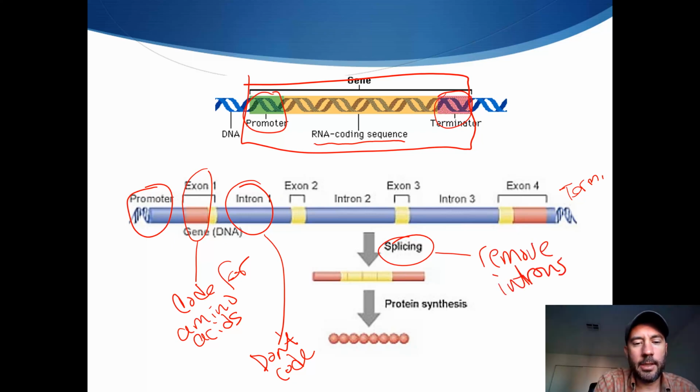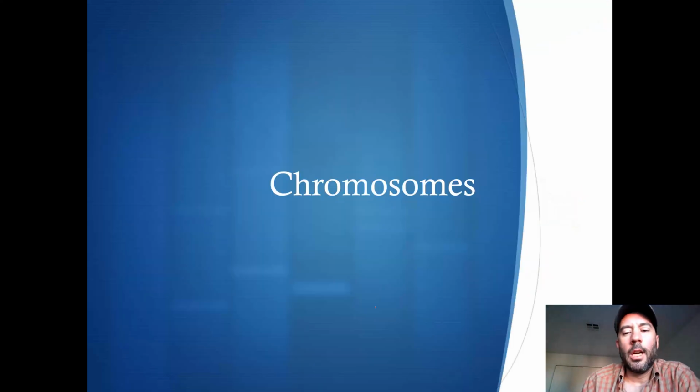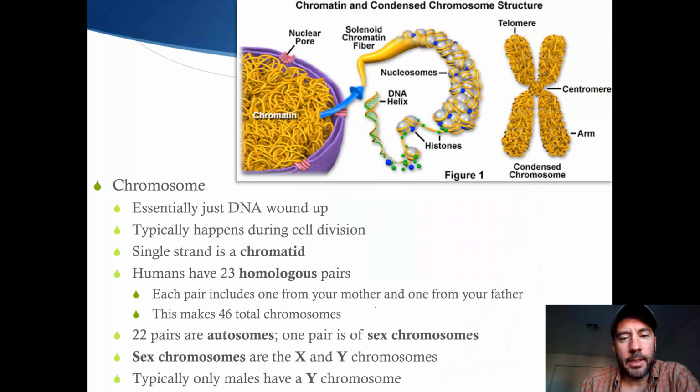You'll notice that the exons here are yellow, except for the start and the stop ones, which are red, but yellow, yellow, yellow, right? So that's what you have here. The introns are gone, so it's this that moves on to protein synthesis. All right, we'll come back to protein synthesis.